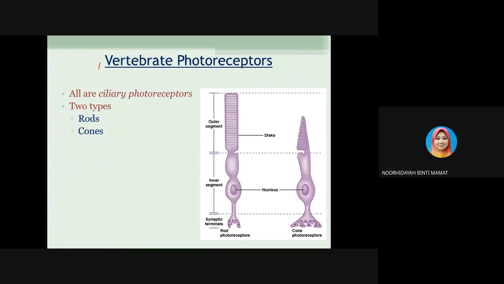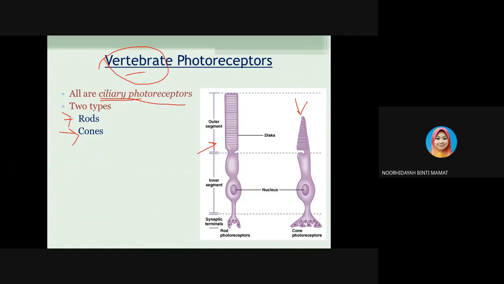We focus on the vertebrate first. All photoreceptors of the vertebrates are ciliary photoreceptors. If you still remember, the ciliary photoreceptor has a single highly folded cilium, and the folds contain the photopigments. In vertebrates, the ciliary photoreceptor has two types: rods and cones. So this is the rod photoreceptor and this is the cone photoreceptor.